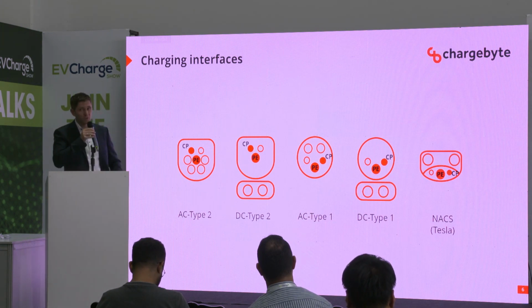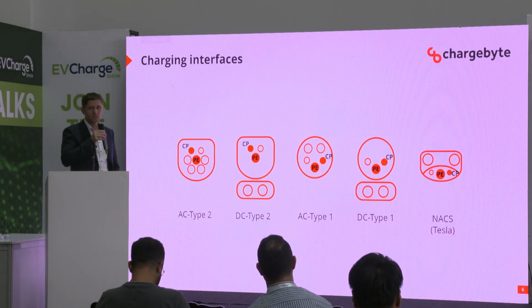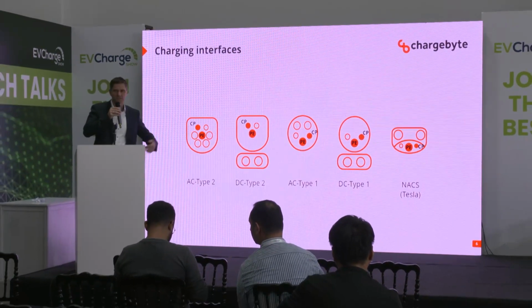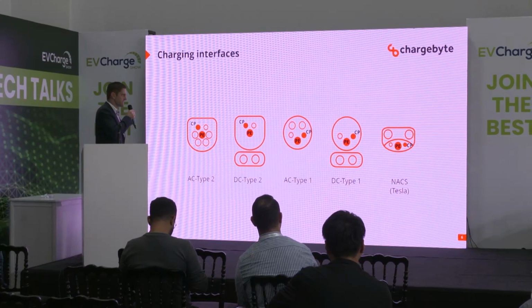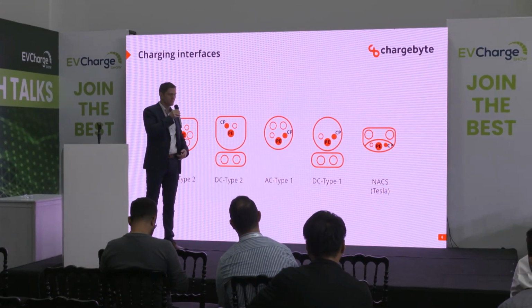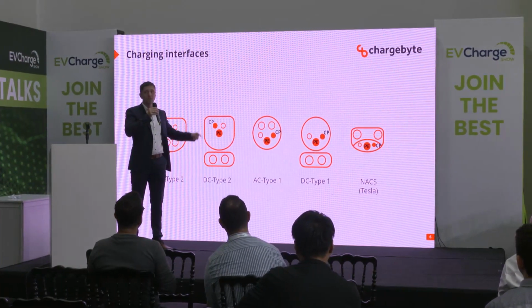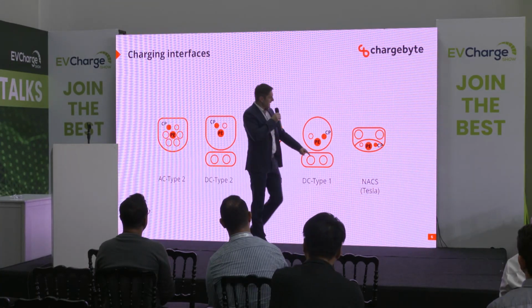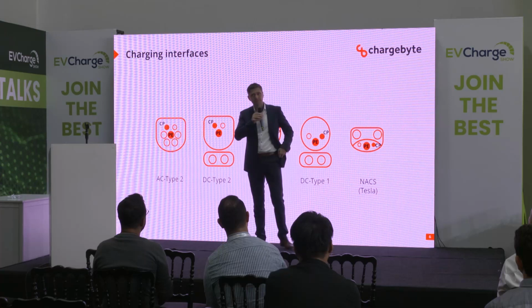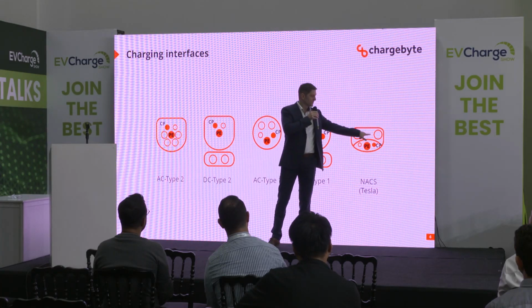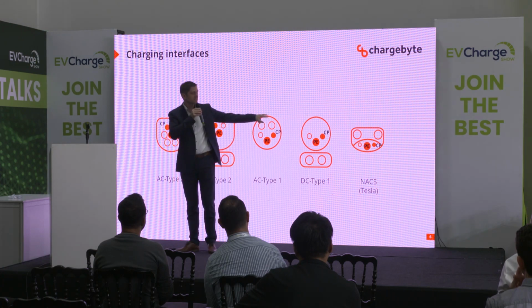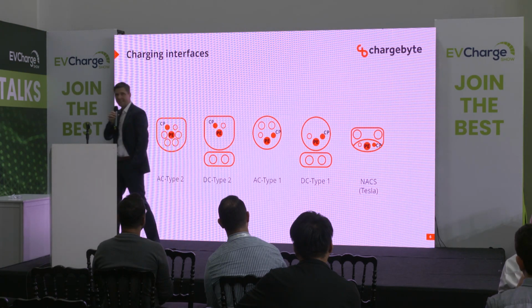The Type 1, this is something you have in the United States. They have almost the same interface. It's mechanically different. But they just use one phase, so it looks a bit different, but it's not that different. And they also have, as an extension, the DC Type 1. And a specialty in the US, here they have the NACS, which is the Tesla standard, which has here DC plus and DC minus for DC charging, and the same connectors are working for AC charging in the States.